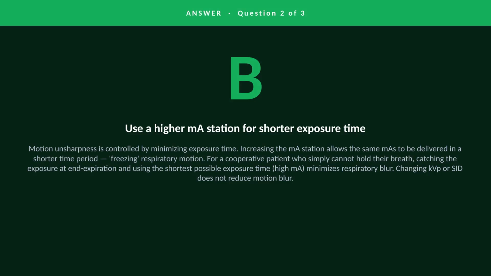The answer is B, use a higher MA station for shorter exposure time. Motion blur is controlled by minimizing exposure time. Higher MA delivers the same MAS in less time, freezing respiratory motion. For a patient who cannot suspend respiration, catching the exposure at the natural pause between breaths and using the shortest possible time with highest available MA is the correct approach. Changing KVP or SID does not reduce motion blur.